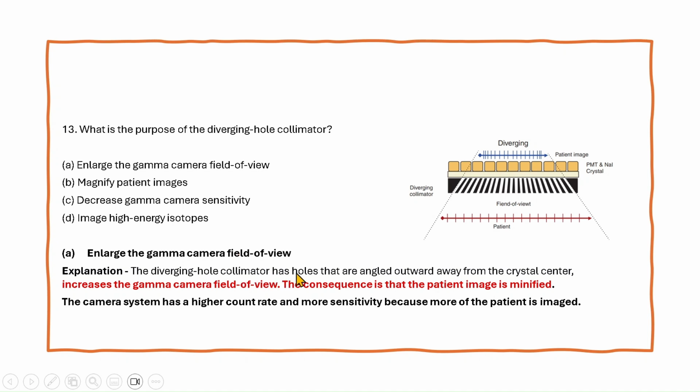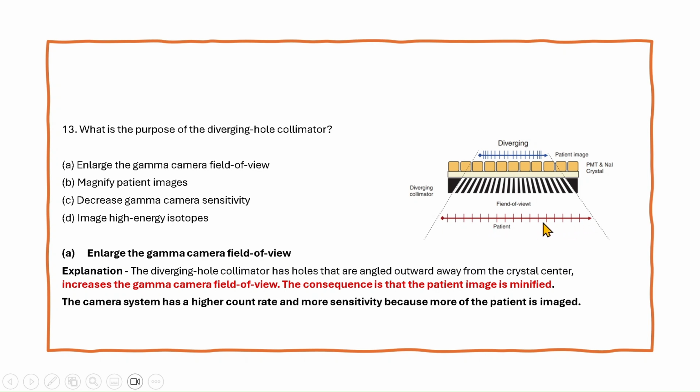Basically, a diverging hole collimator has holes that are angled outward away from the crystal center. So you can see what is basically happening. This is the patient image, and you are getting the magnified image. But overall, the gamma camera field of view has been enlarged.